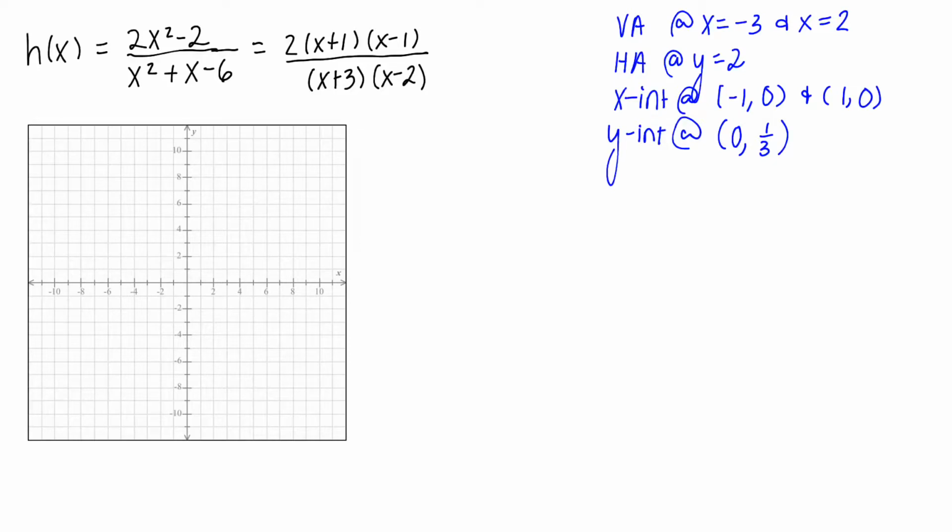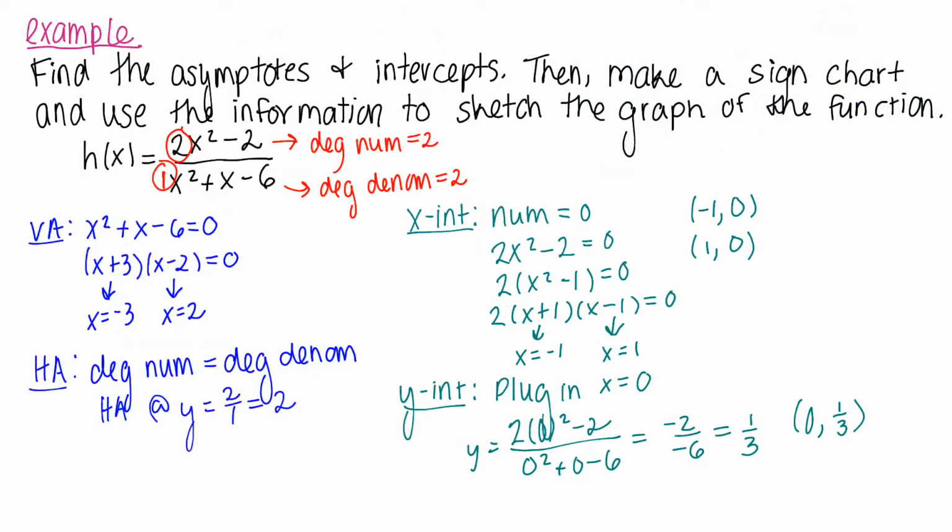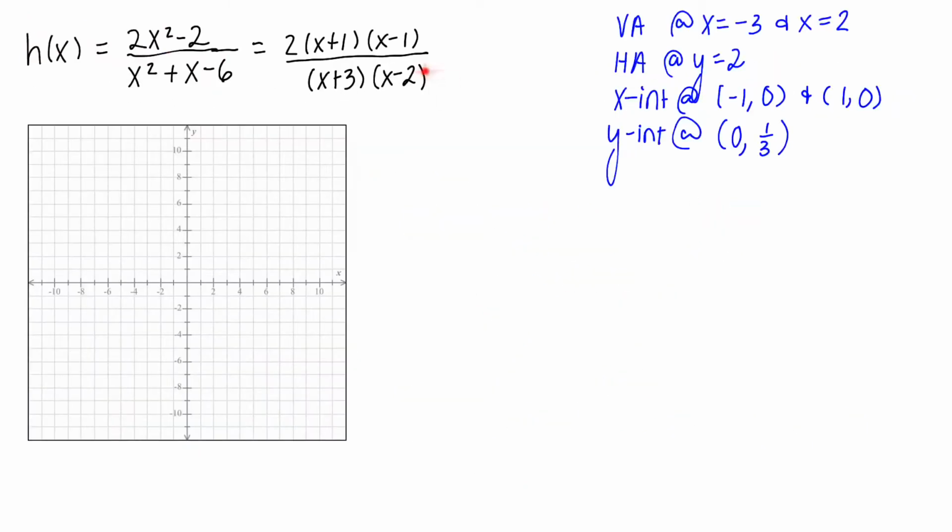Since we had already factored this on the previous page, we factored the numerator here and we factored the denominator here. I went ahead and just wrote it in its factored form. And then this is all the information from the previous page: the vertical asymptotes, horizontal asymptotes, x-intercepts, y-intercepts. We need to make a sign chart still.